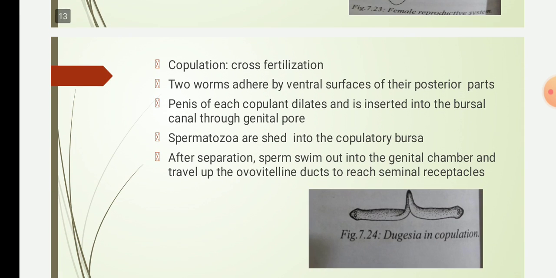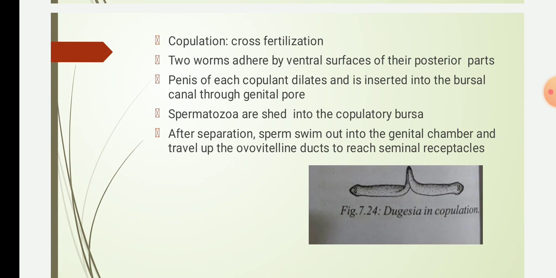Then we have studied the copulation. During copulation, what happens? Two worms come together by the ventral surface at the posterior part. Okay, the penis of each copulant dilates and is inserted into the dorsal canal, and the spermatozoa are shared by each worm into the copulatory bursa. Okay, and after the separation, the sperm swim from the copulatory bursa into the genital chamber, and then travel up into the ovovitelline ducts and reach the seminal receptacles where the sperms are stored.